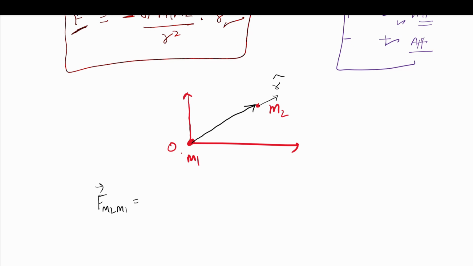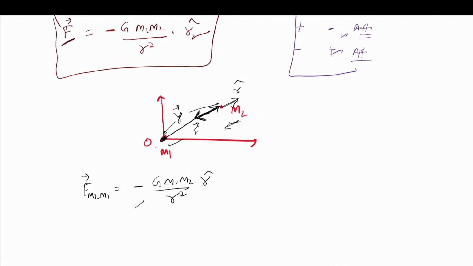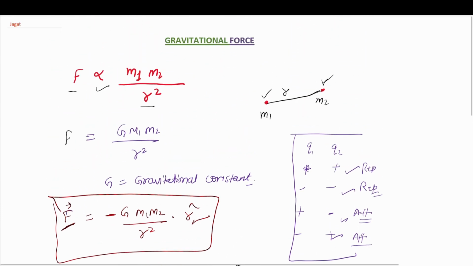On m2 due to m1, the force will be in this direction, because m1 will attract m2 towards itself. So the force direction is this way and r cap is the other way. Hence we use the negative sign, that is minus G m1 m2 over r square into r cap. Here r is the position vector from the origin to this mass. Are you able to understand why this negative sign is used here? So this is our vector form and this is our magnitude form.